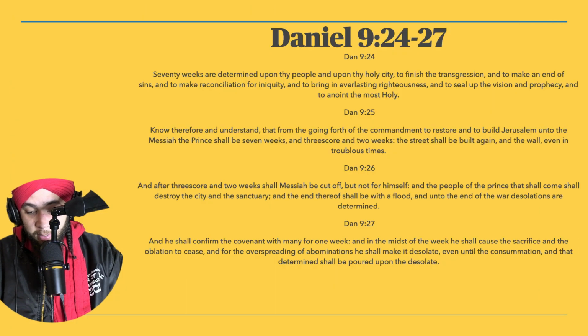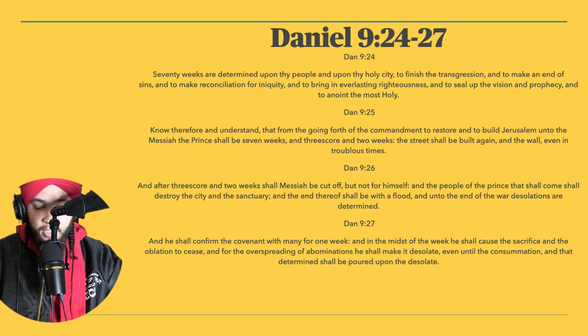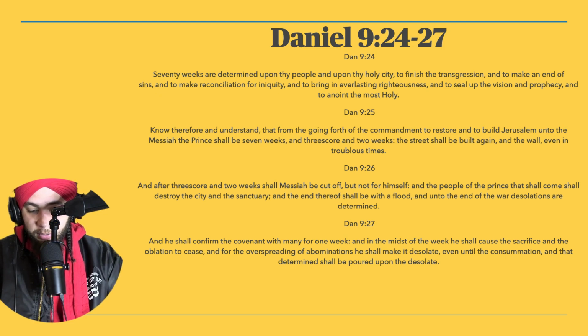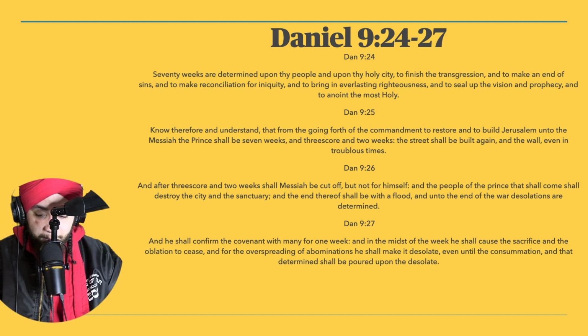Daniel 9:25 says, and this is roughly 500 years before Christ, 480, 500 years, right? Daniel 9:25, know therefore and understand that from the going forth of the commandment to restore and to build Jerusalem unto the Messiah, the prince shall be 7 weeks, and 62 weeks the street shall be built again, and the wall, even in troublous times.